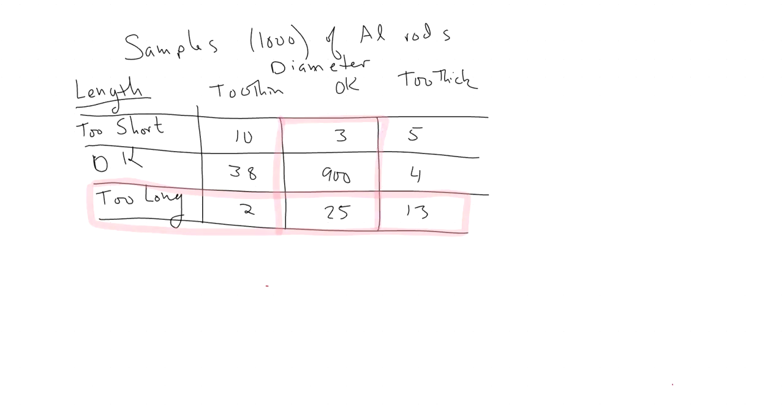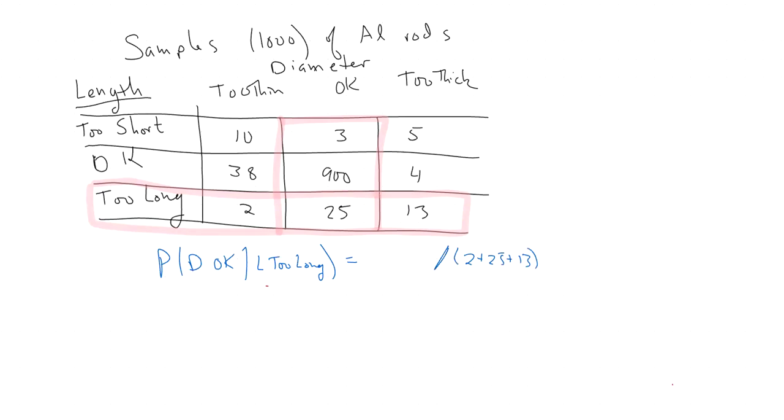And we're going to just do a different color here. Okay, so probability that diameter okay given length too long. And then we can just add this up. We'll just do this really intuitively. So probability that the length is too long is 2 plus 25 plus 13. And that's going to be in our denominator.